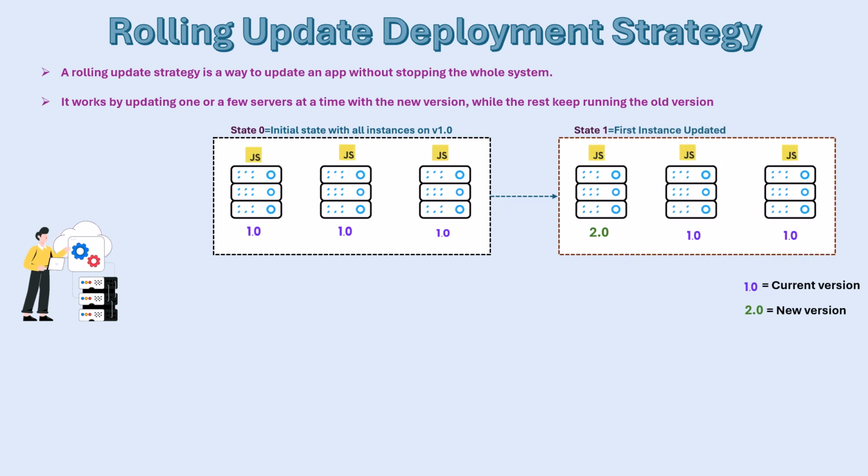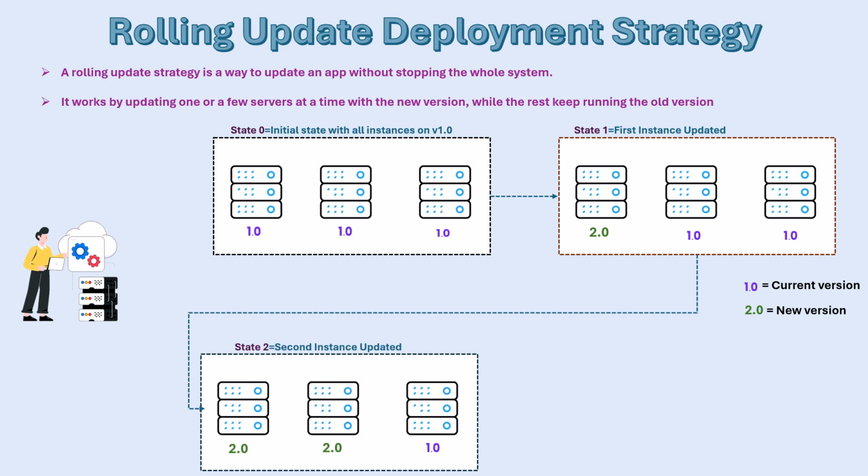Now let us move to the next state, which is state 1. We update the first instance to version 2.0, just one server. The rest keep running version 1.0. So your users won't even notice any change, also ensuring the system stays live and users aren't affected.